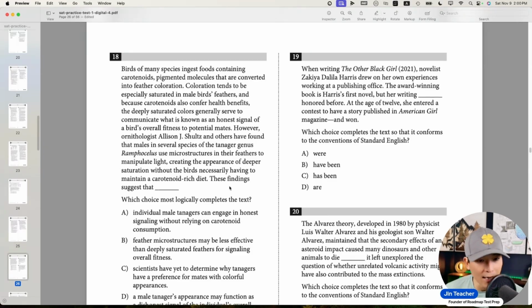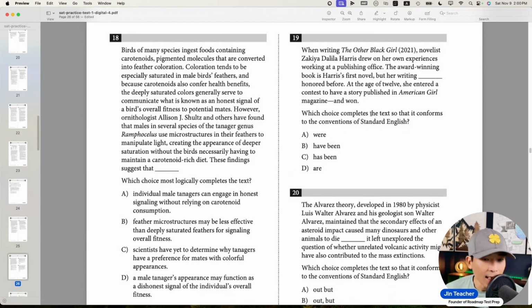How do I know what the grammar questions are? Well, you'll be able to tell, it's about halfway through the test. On the actual test, you have 27 questions for reading and writing, so it's typically around question number 14 or 15 that you'll start to get a grammar question. How do you know it's a grammar question? Because it has this type of language: conforms to the conventions of standard English. Standard English is basically telling you this is a grammar question.